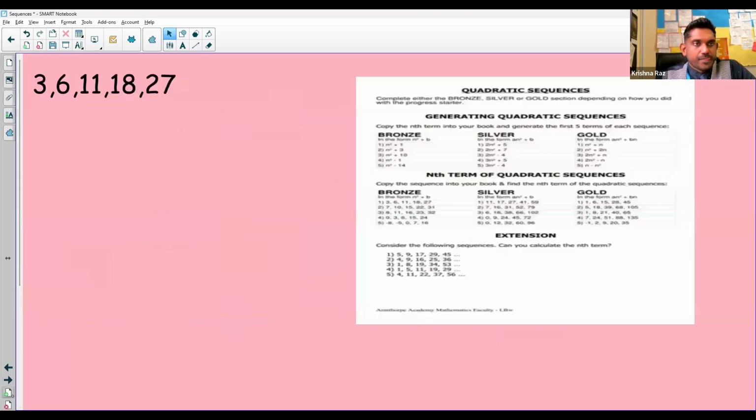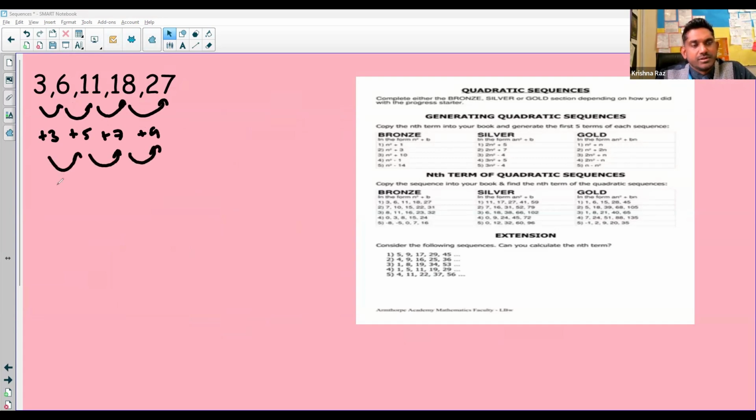Let's look at this sequence: 3, 6, 11, 18, 27. So we do the first difference: plus 3, plus 5, plus 7, plus 9. Now we do the second difference: plus 2, plus 2, plus 2. So because there's a second difference, there's an n squared. And we halve the second difference and put in front of the n squared.